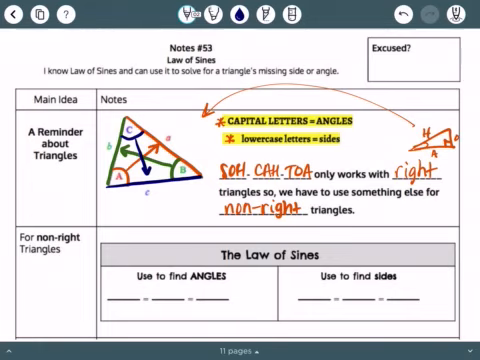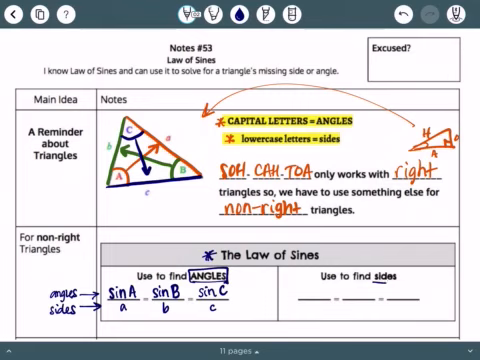So we use a new formula, and that formula is called the law of sines. If we want to find angles, we put our angles on top. So we have sine of our angle A over our side a. So angle A is related to side a. Then we have sine of B related to side b, and sine of C related to side c. So here we have our angles on top and our sides on bottom. That's because we're trying to find angles, so we put those on top.